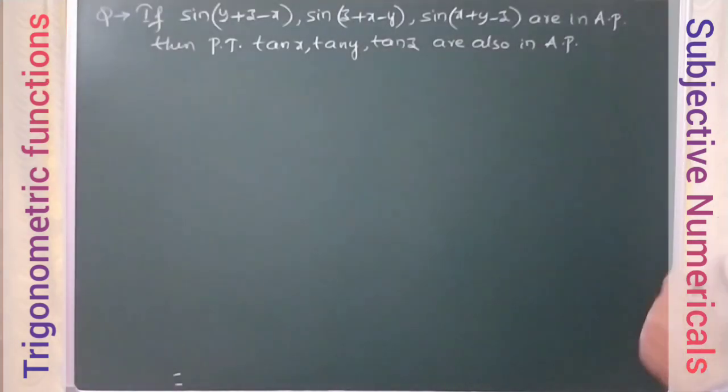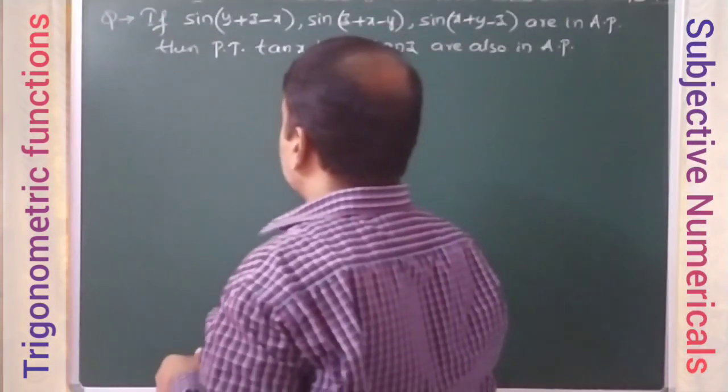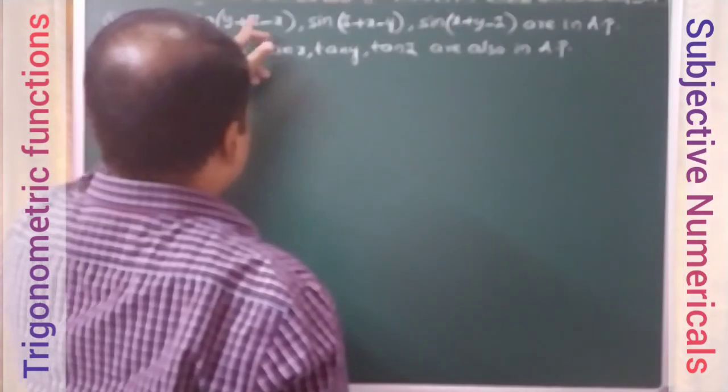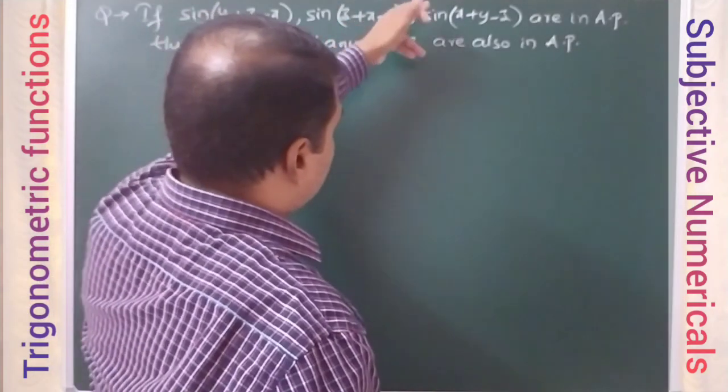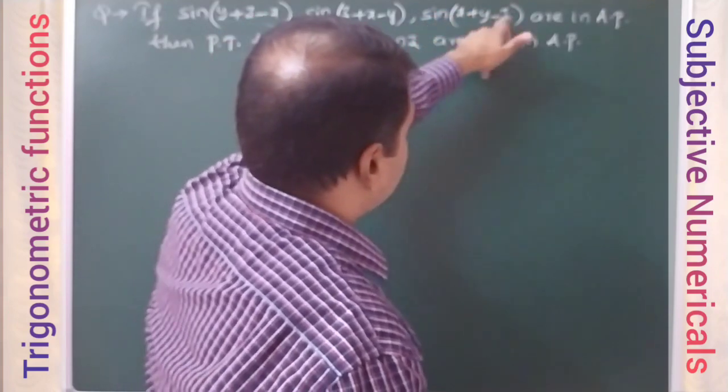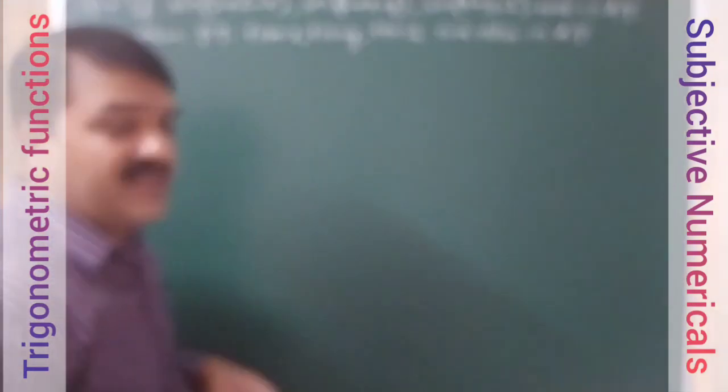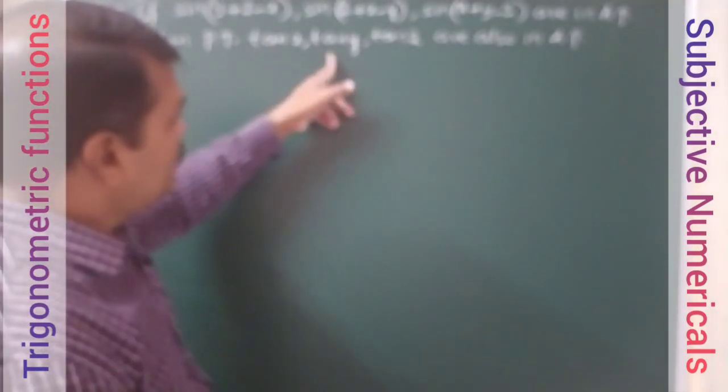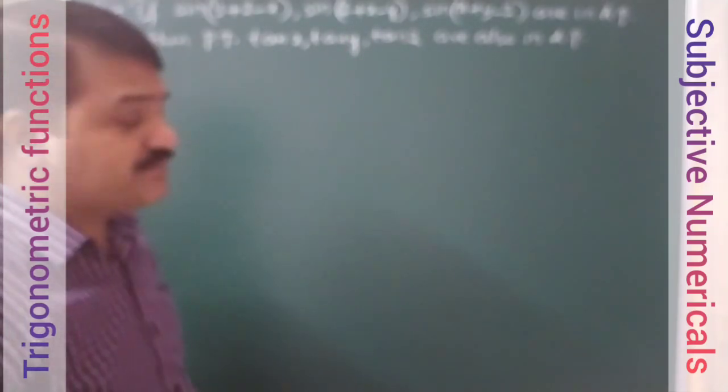Okay. So the next question we have on board now: sine of (y + z − x), sine of (z + x − y), and another term, sine of (x + y − z). These 3 terms are in AP, given. We have to prove that these 3 terms are also in AP.